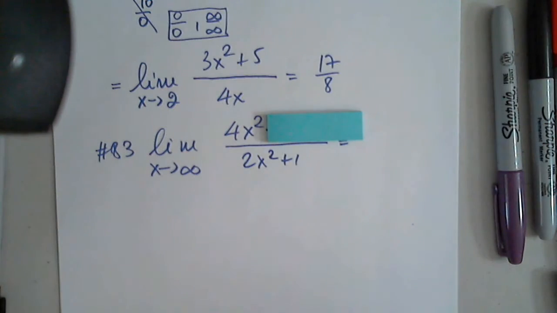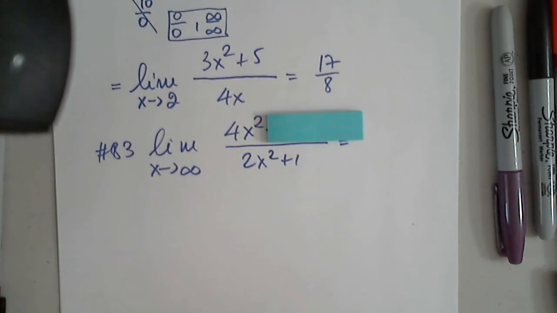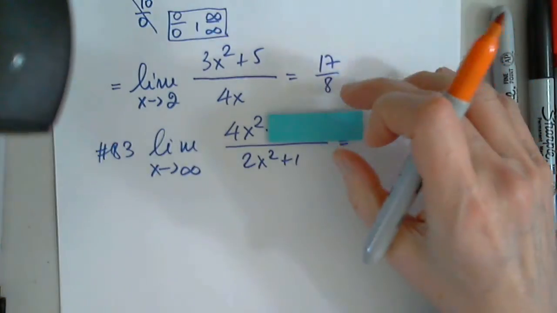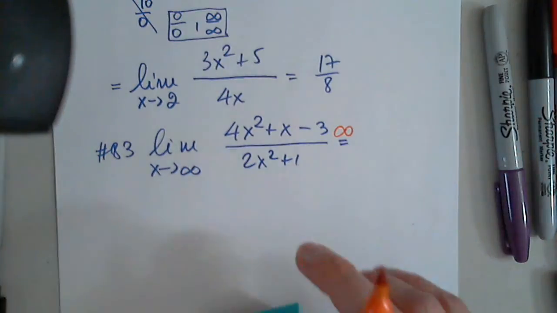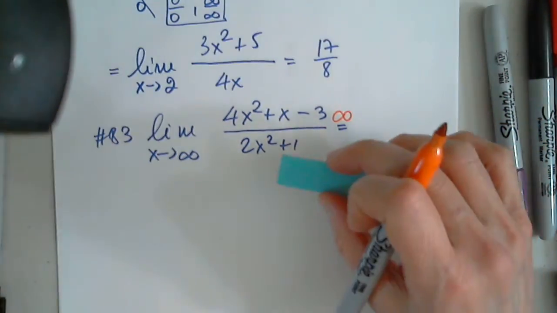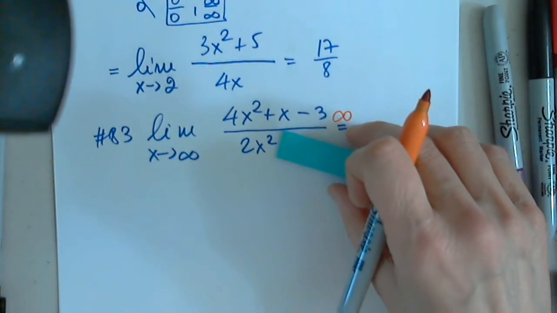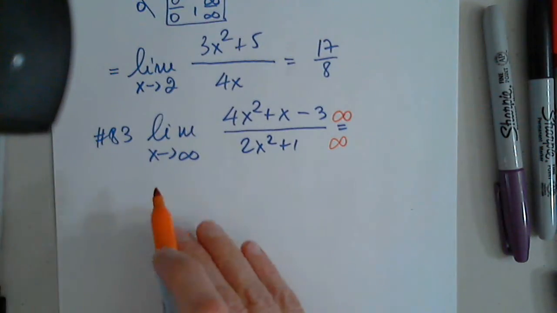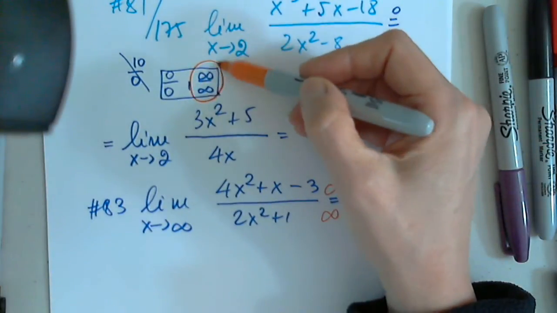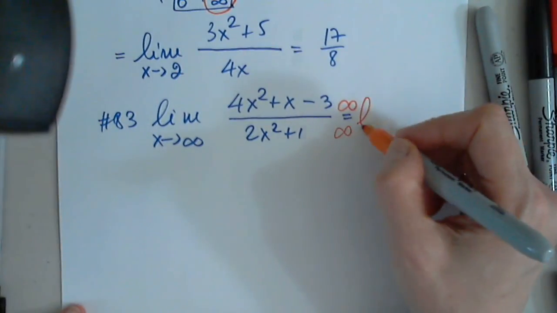Good. So where does it go? When x approaches infinity, where does 4x squared go? Infinity. Good. Which is the most powerful in the denominator? Right, 2x squared. Where does it go when x approaches infinity? To infinity. Good. So we do have a limit, and we did find the infinity over infinity situation. Now we're ready to apply L'Hopital's rule, because we can.